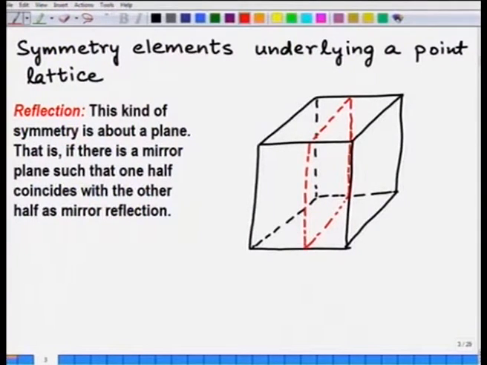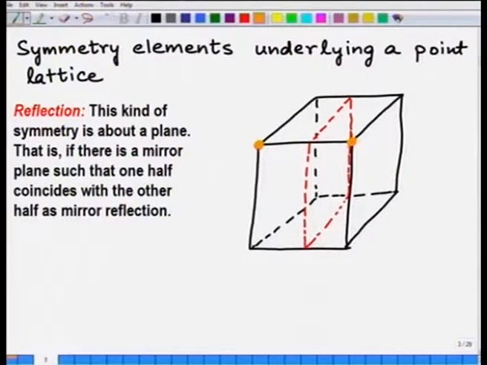Imagine this plane. If you reflect this point about this plane, there is a lattice point. This kind of symmetry is about a plane. That is, there is a mirror plane. I have drawn a red mirror plane such that one half coincides with the other half as a mirror reflection.